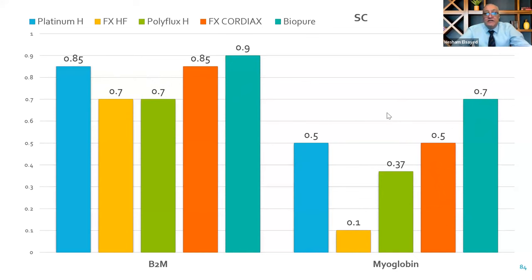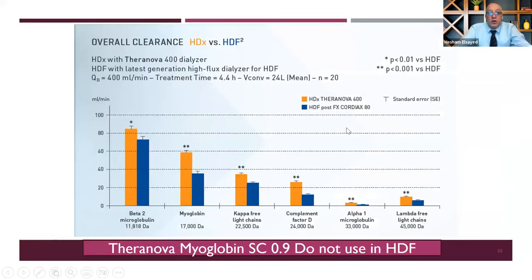The medium cutoff has a huge sieving for myoglobin, reaching 0.9. So 0.9 is huge for hemodiafiltration. That's a rule: don't use Theranova or a medium cutoff dialyzer in hemodiafiltration. It's used in hemodialysis, because the sieving of myoglobin is 0.9 and the albumin loss will be more than 7 or 8 gram. Some clinical trials were done in the COVID era to remove more cytokines, but it is not in clinical practice right now.